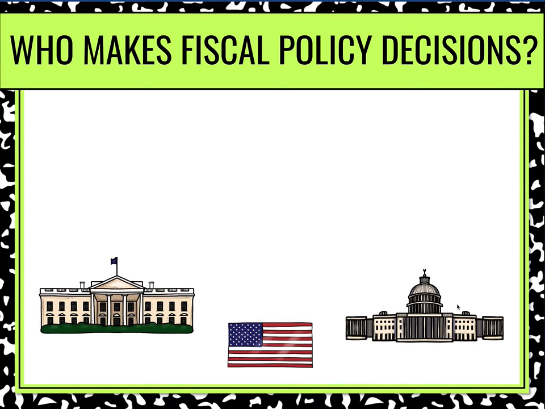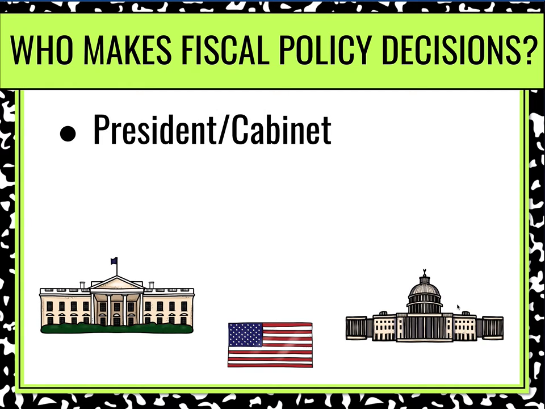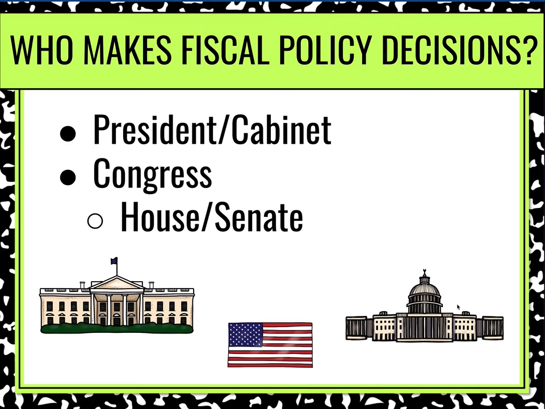So who makes fiscal policy decisions? It's very important to note that fiscal policy is going to be up to the government. So it's going to be the president and his cabinet and Congress, which is made up of the House and the Senate. This is who is making the decisions. The federal government is in charge of fiscal policy. So very important to note that because it's going to be different when we get to monetary policy in the next lesson.